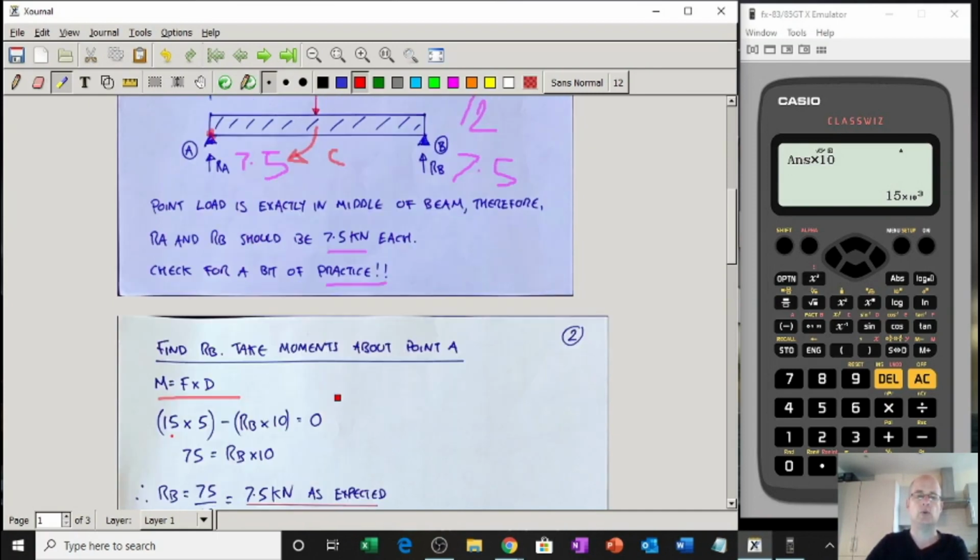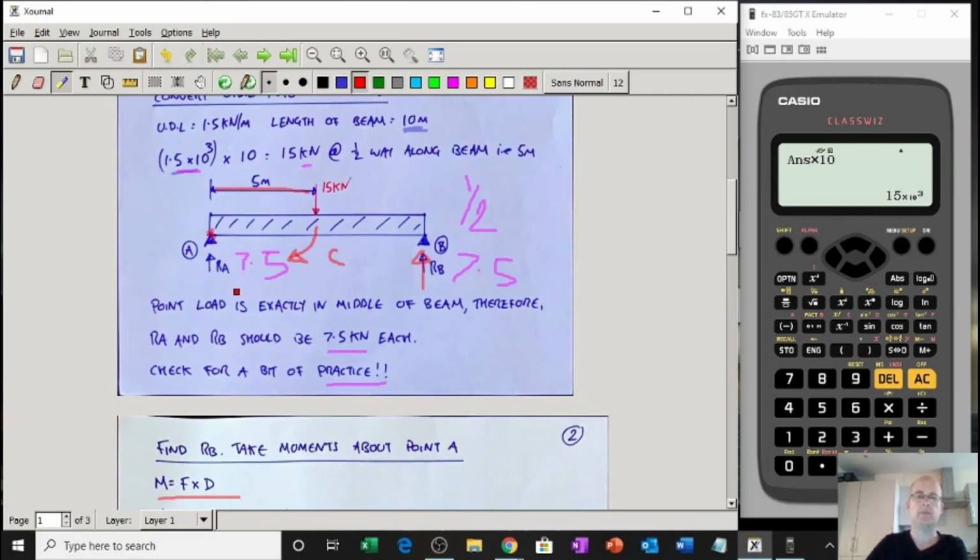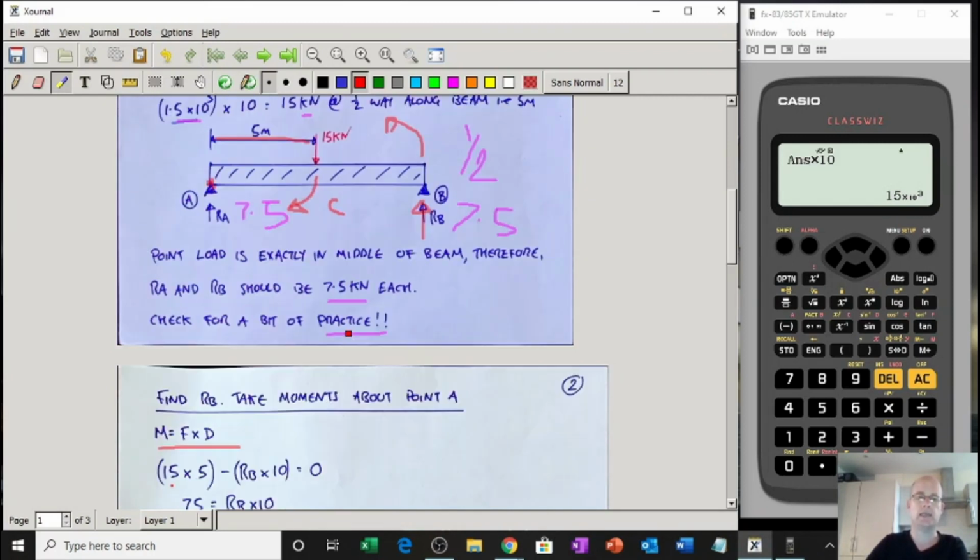And then we're going to add them all up because it's the sum of the moments. So you could put an add there, but it's easier just to put a minus because this RB, there's my R, we don't know what it is. We assume it's going to be 7.5. It's trying to push this beam, there's the pivot point, it's trying to make it turn anti-clockwise. That's why I've got a negative there.